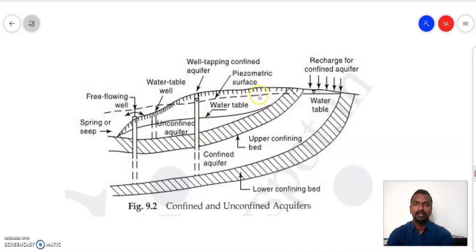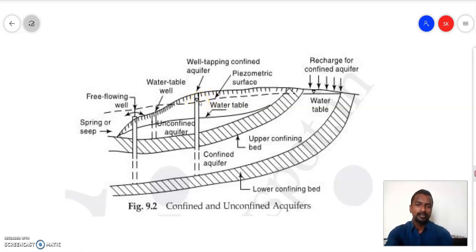So this is the imaginary line, which, because it has pressure more than atmospheric, while here it has atmospheric pressure only, represents the static level only. And in this case the water level may rise up to this point, the piezometric surface.